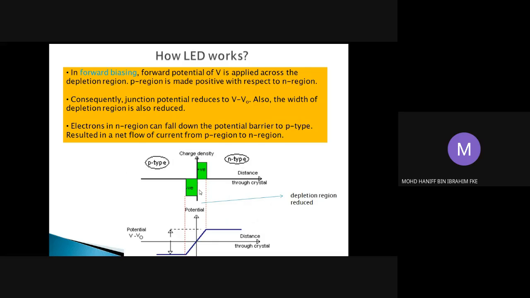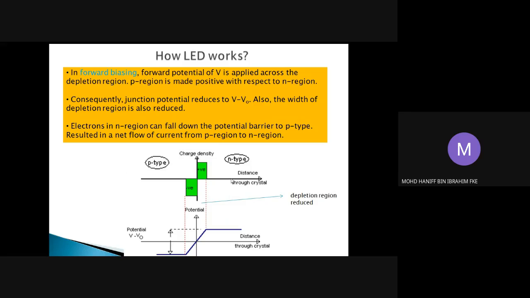This means that when we have a smaller depletion region, the electrons in the n-type will more easily migrate to the p-type semiconductor, so there is a movement of electrons from the n-type to the p-type, and this movement of electrons will then result in a flow of current from the p to the n region.